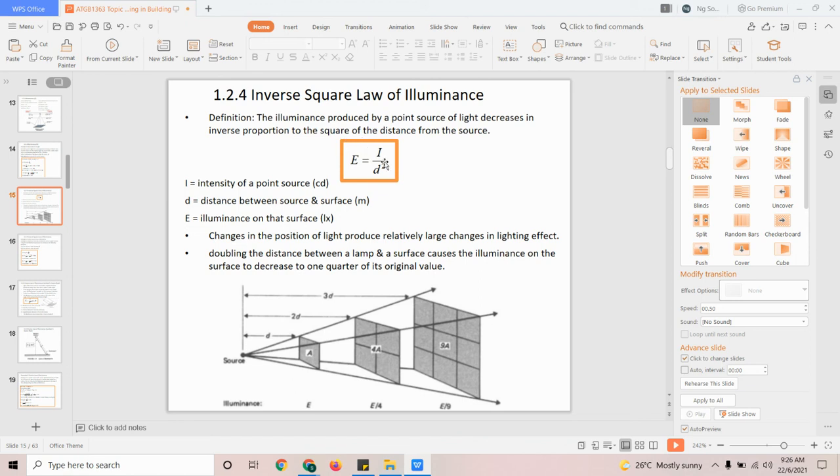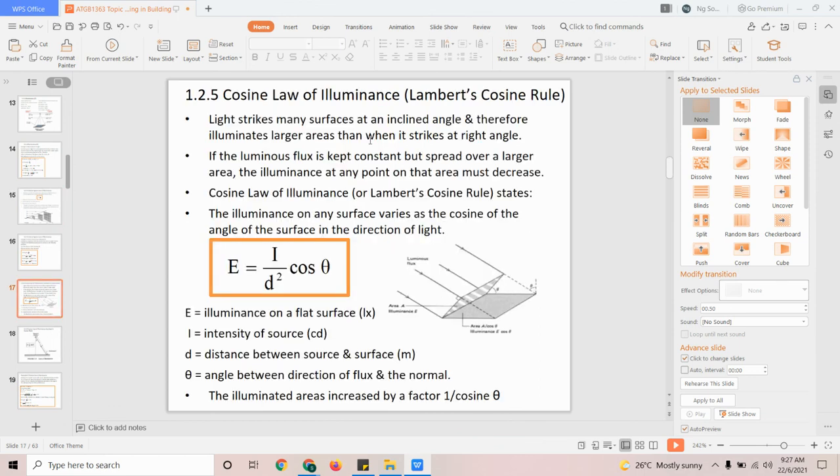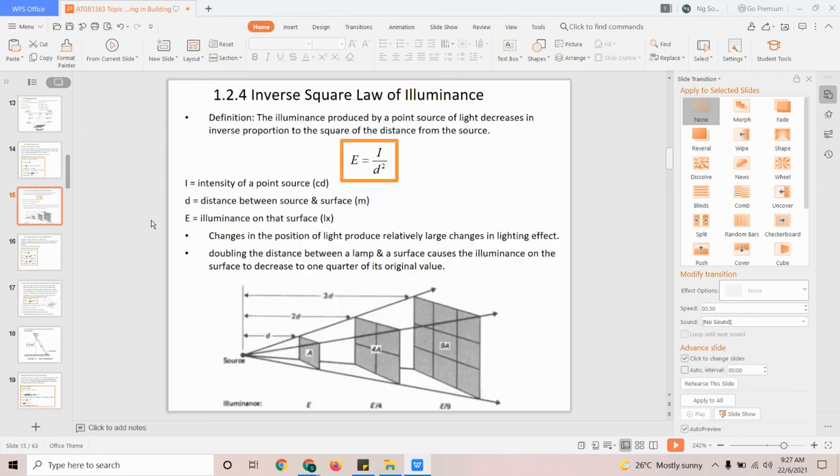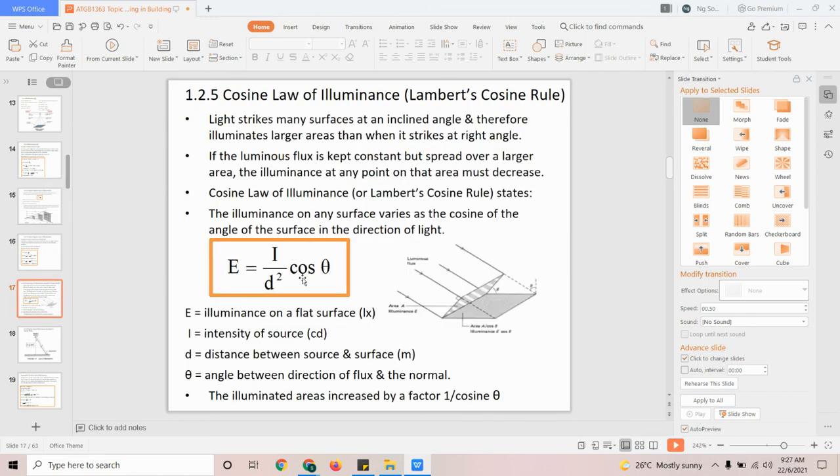So the inverse square law of illuminance gives how bright a point source of light is onto a surface. And the cosine law of illuminance mentions light striking the surface at an inclined angle. So both formulas are very similar, where the only difference is the cos theta added.